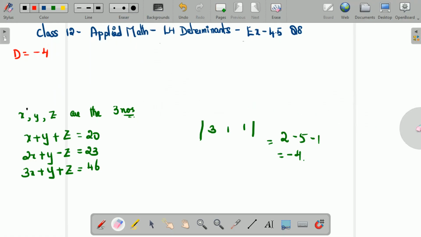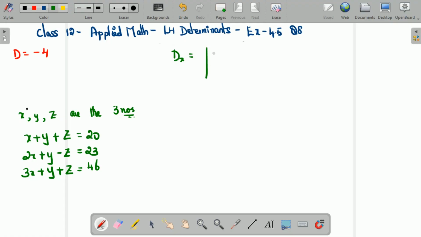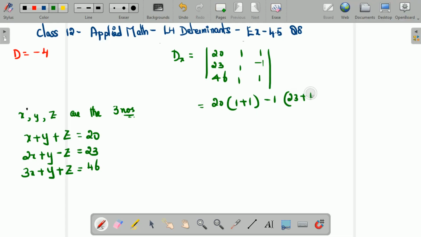Now let's evaluate Dx. The first column is going to be 20, 23, 46. The second column is 1, 1, 1. The third is 1, minus 1, 1. Now let's evaluate. So this is 20 into 1 minus of minus 1 is plus 1. Minus 1 into 23 minus of minus is plus 46. Then plus 1 into 23 minus 46.